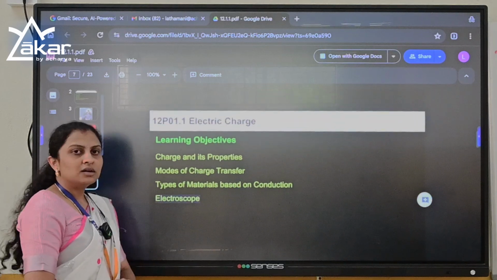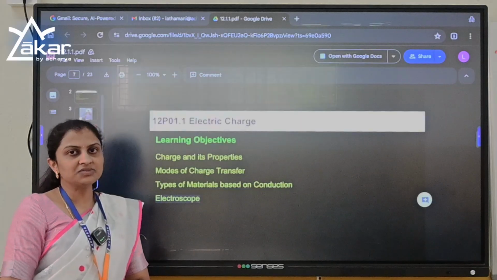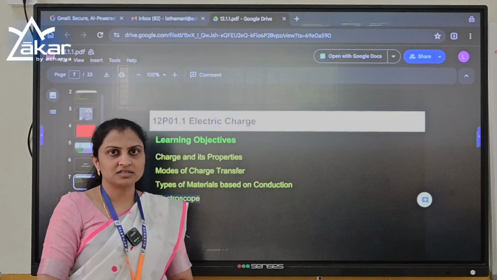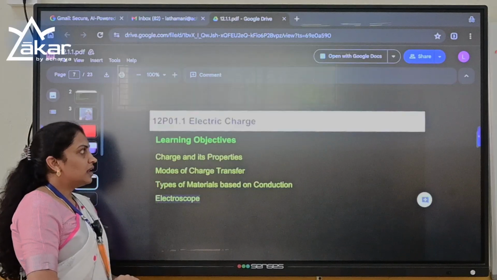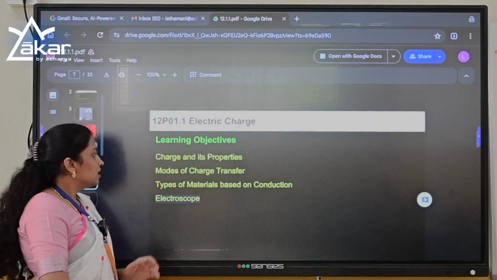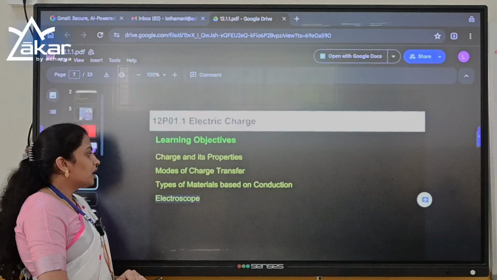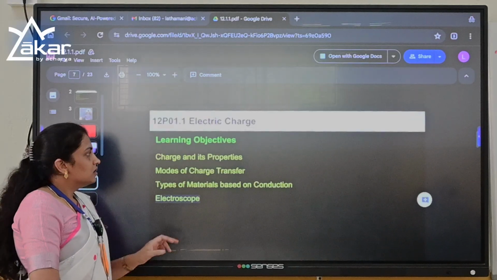So what is the meaning of electrostatics? It is a branch of physics which deals with the study of charges at rest. It is called electrostatics. In electric charges we can learn charges and their properties, methods of charging, types of materials based on conduction, and the electroscope.